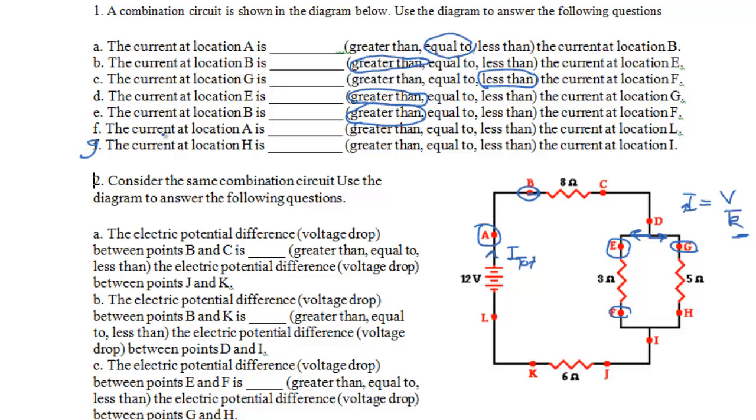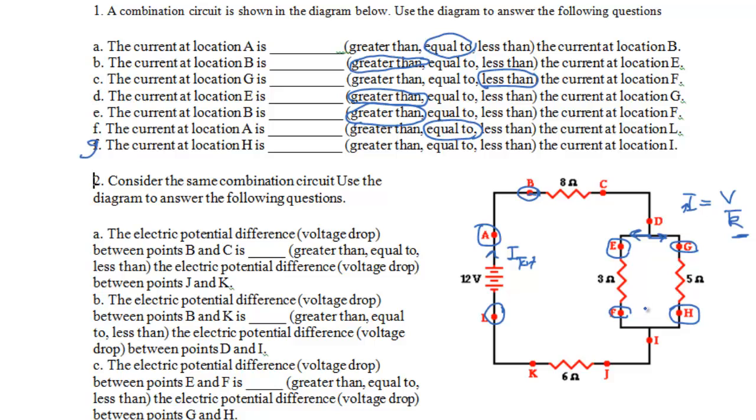Question number F. The current at location A, which is here, and again it will be the total current going through it. What's its relation with the current at location L? This one here. And again, since there are no branches, there are no junctions, the current that goes through A will be the same as the current that goes through I, J, K, and L. So it's equal to.